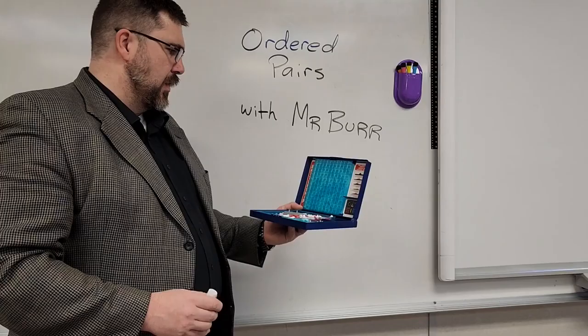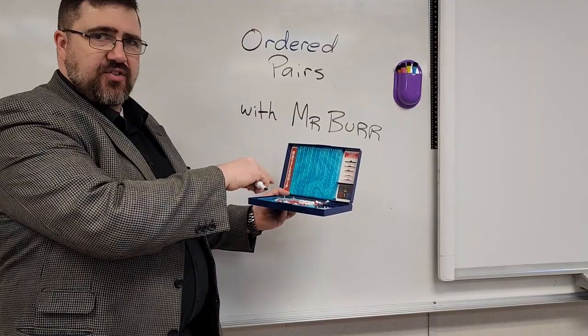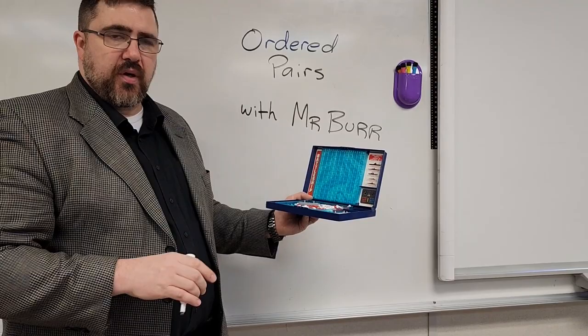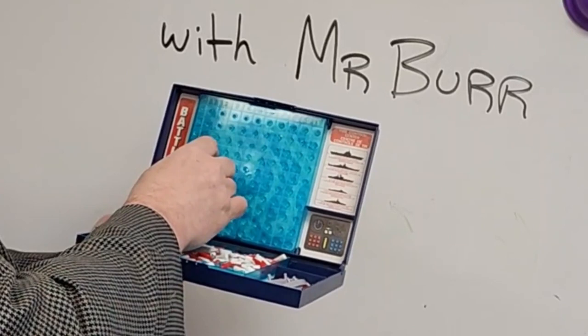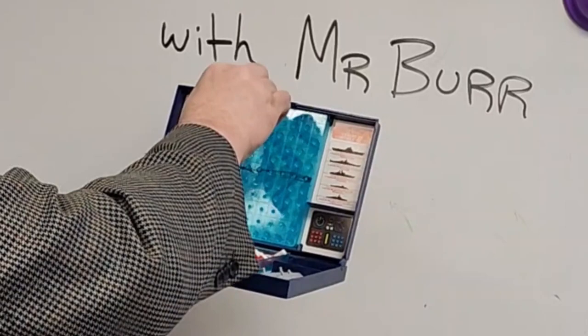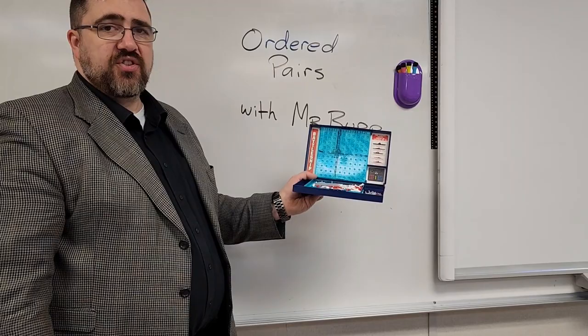I'm holding here a part of a battleship game. Battleship is played, I'm sure you played it before, with a grid system where you fire things at things and you use letters and numbers to do it. So if you say, I am shooting at E4, well, there's the E line, and there's the 4 line. They only meet in one spot, so that's where you're shooting, and there's no mistake.